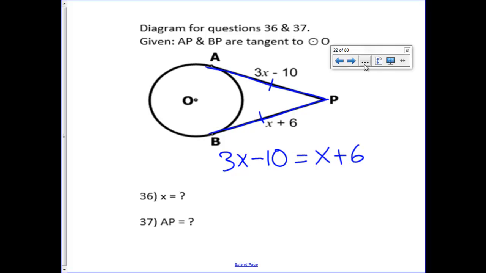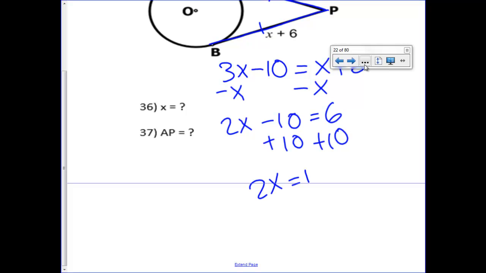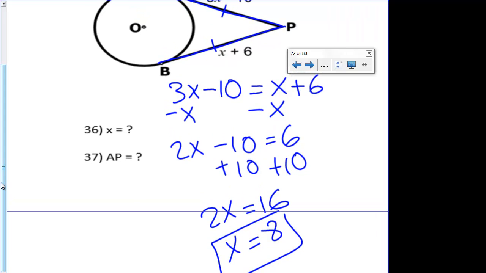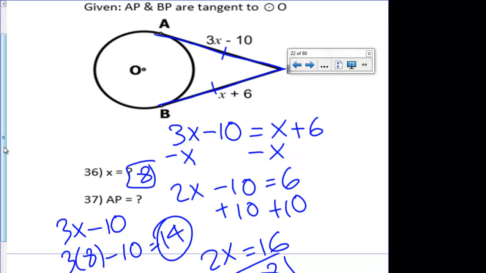So now you just have a two-step equation that you can solve. So let's actually say 3 steps. Subtract x, add 10. So then we get 2x equals 16, divide by 2, and you get x equals 8. So then let's go back and figure out what they want us to do. They want us to find x, so x equals 8. And the measurement of AP is given by 3 times x minus 10. So then just make the substitution. And then 14 is your answer for the second part.